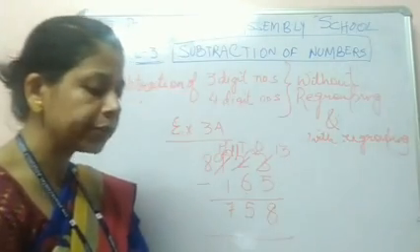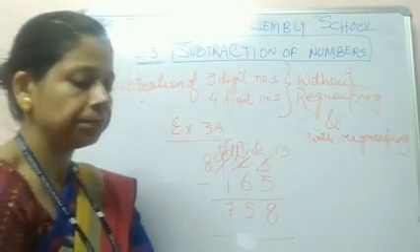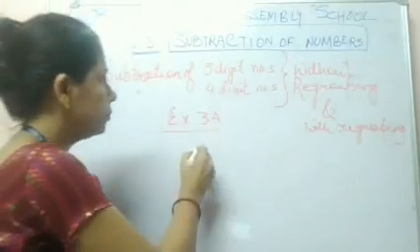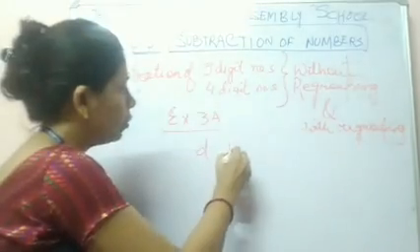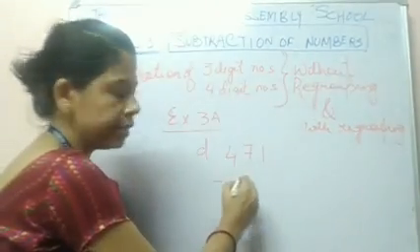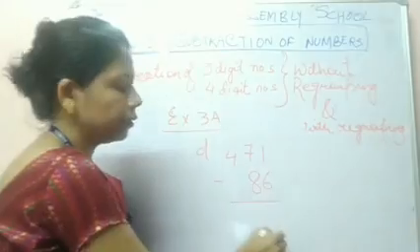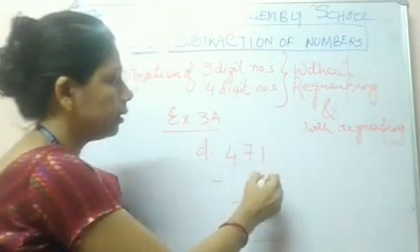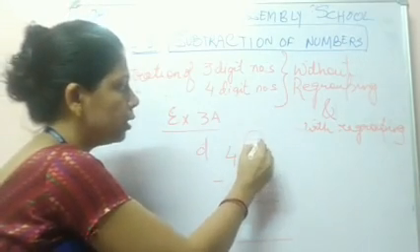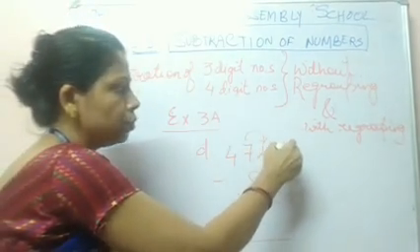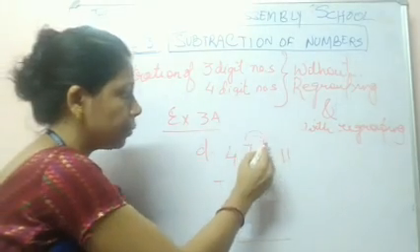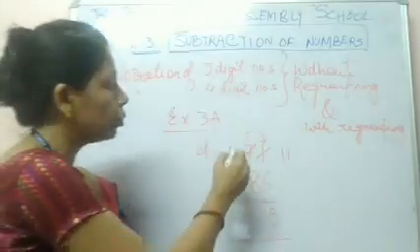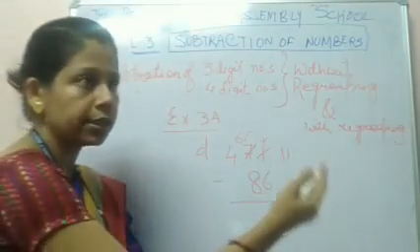Okay, now come to the next question, D. Question D. 471 minus 86. Okay. This is again, you have to do borrowing. So this will get converted to 11. Okay, 1 from here. 11 minus 6, 5. And this 7 will get reduced to 6 because it has given.